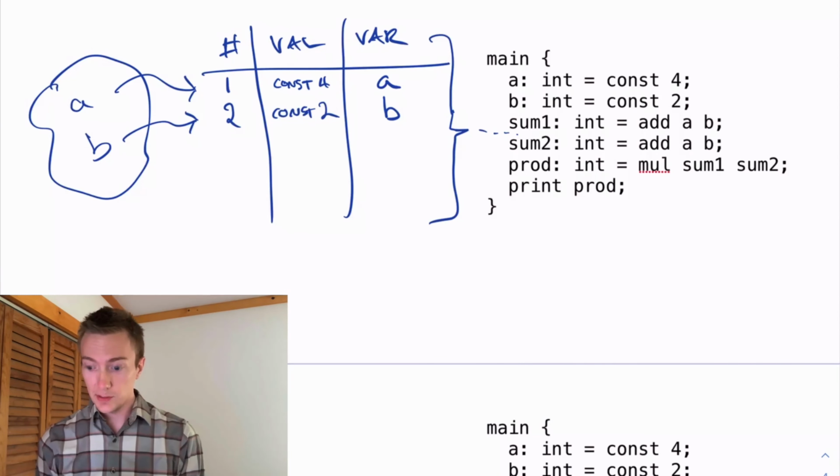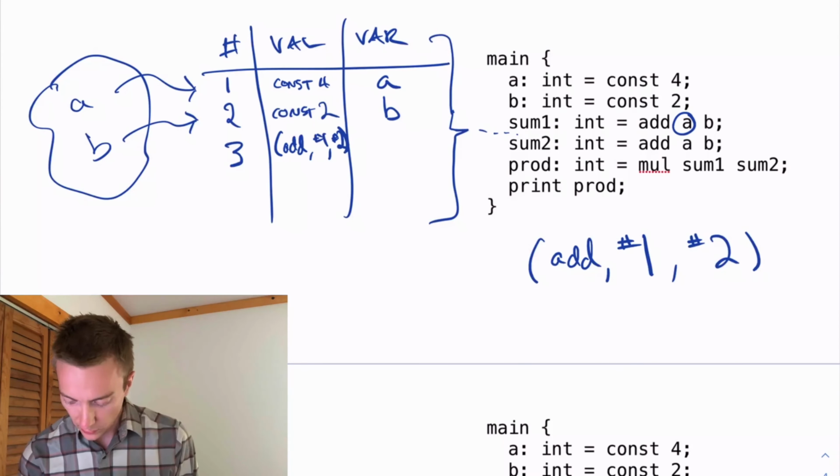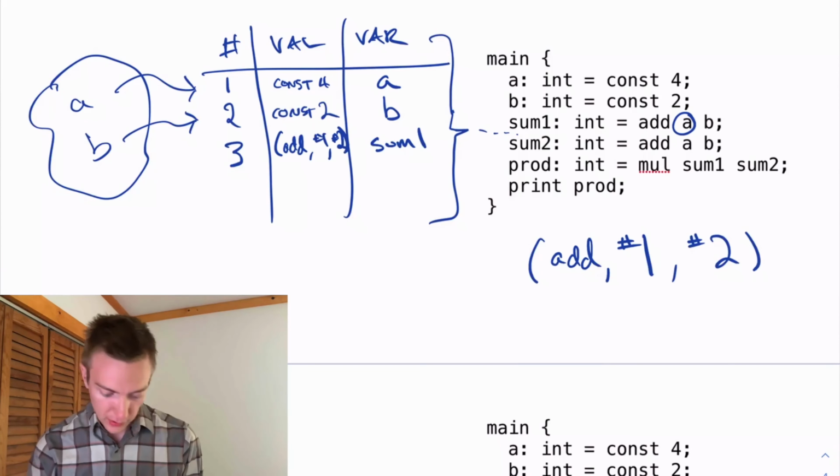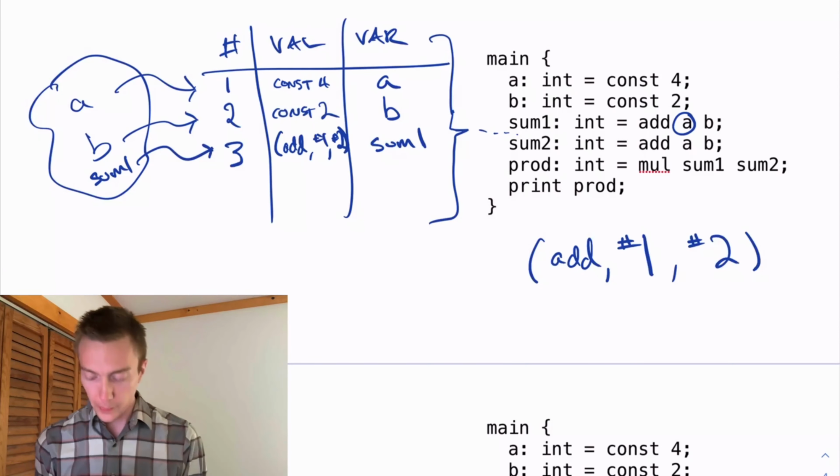We will now need to clean up the rest of our bookkeeping, which is to say that this gets its own value number, it's 3. It gets a canonical home, which is sum1. And then we need to update the cloud, that is the current environment, to say that sum1 points to row 3.